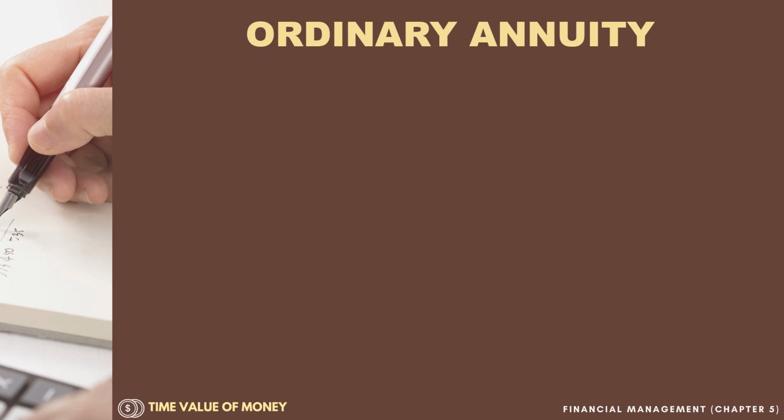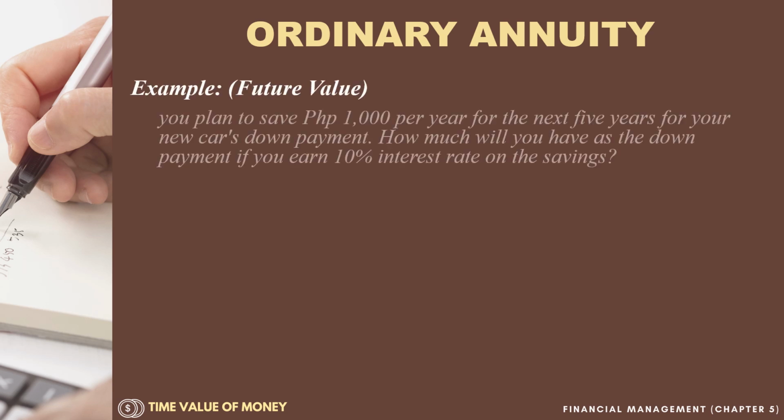Now let's have another example for the ordinary annuity. So we will be having the future value. The problem here is you plan to save 1,000 pesos per year for the next 5 years for your new car's down payment. Now, how much will you have as the down payment if you earn a 10% interest rate on the savings?